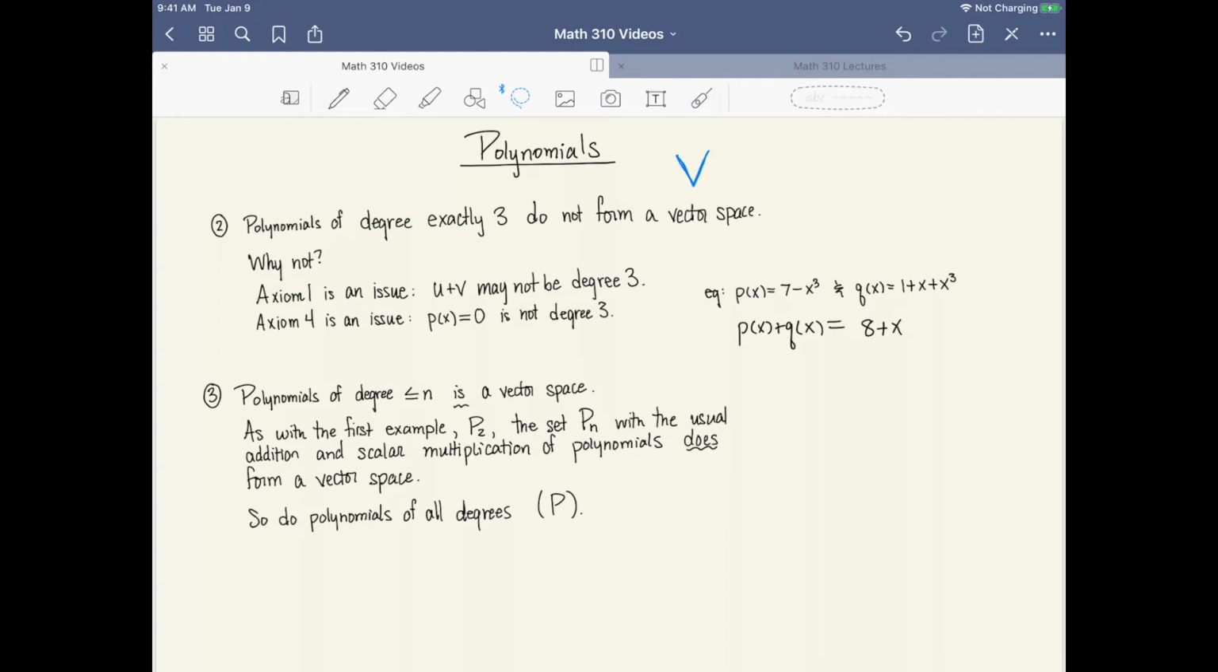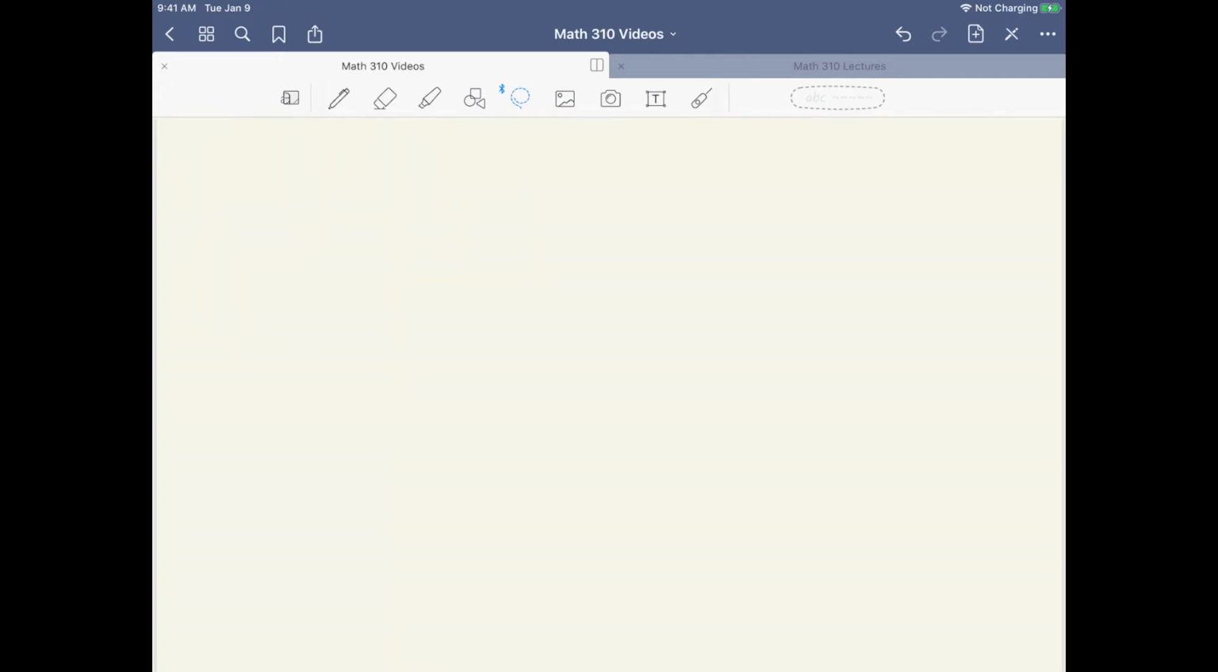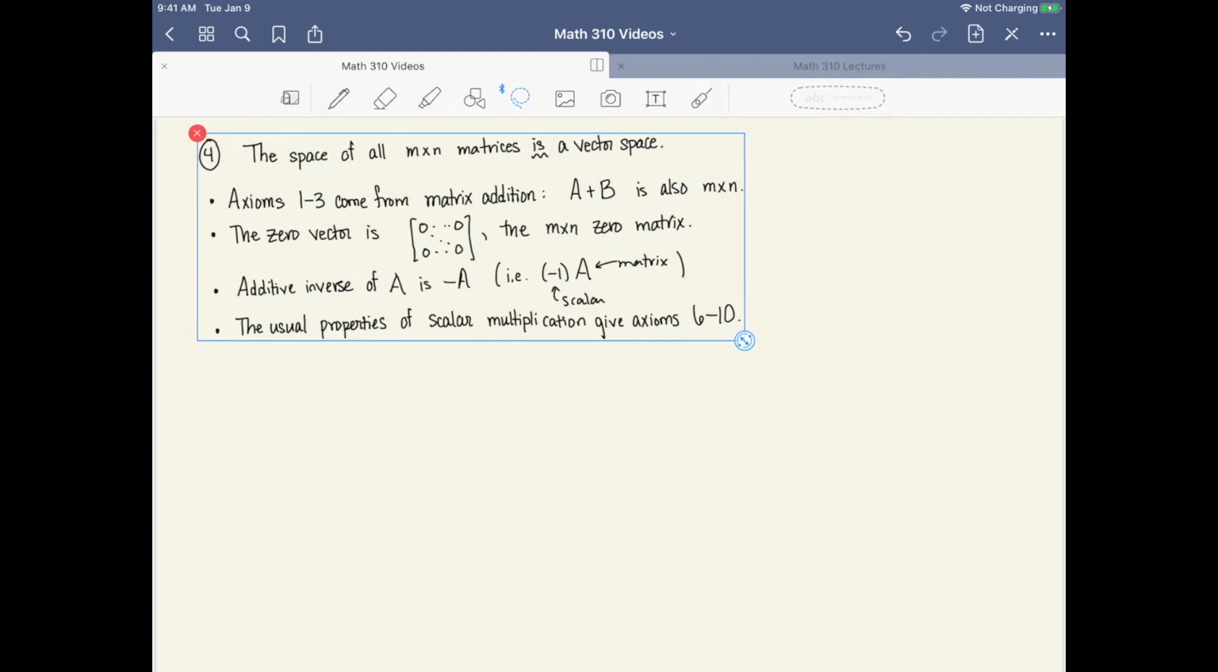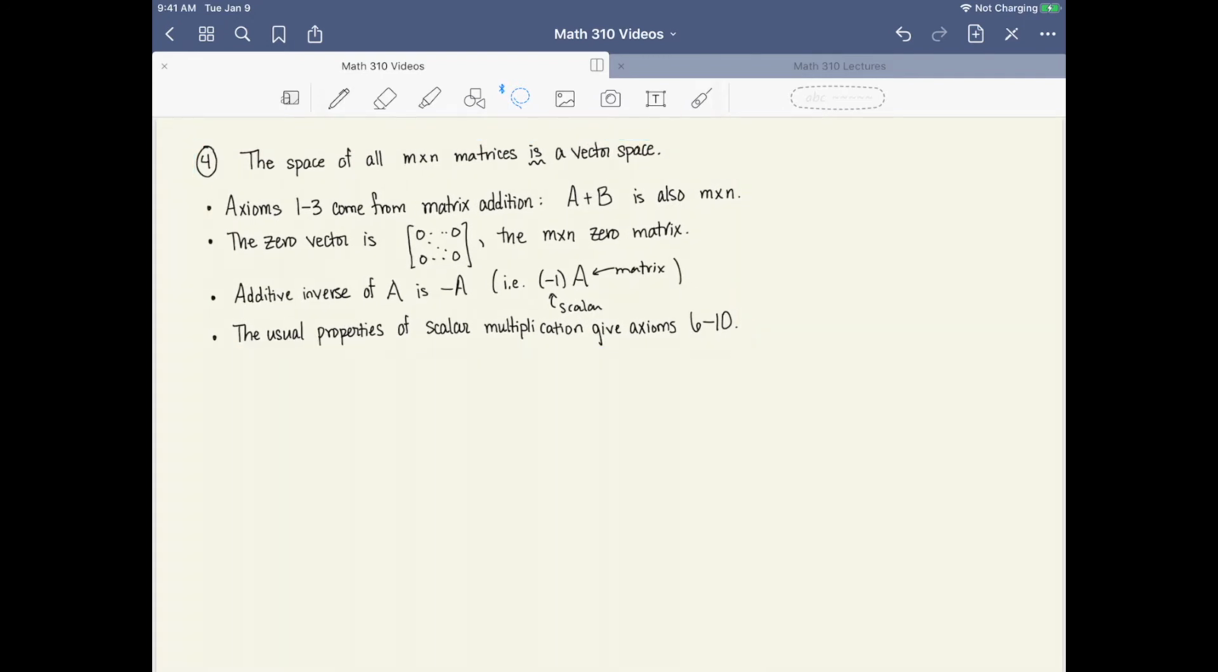Another example that's really closely related to polynomial examples are spaces of matrices. So, for our fourth example, the space of all m by n matrices does form a vector space. There are lots of axioms to check to convince yourself this is true. Axioms 1 through 3 are going to come from the way that matrix addition works. So if you add two matrices together, A plus B is also going to be m by n. So it's clearly closed under vector addition.